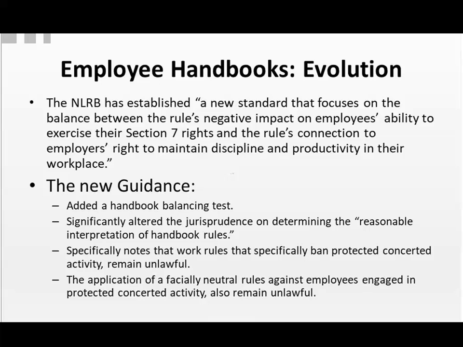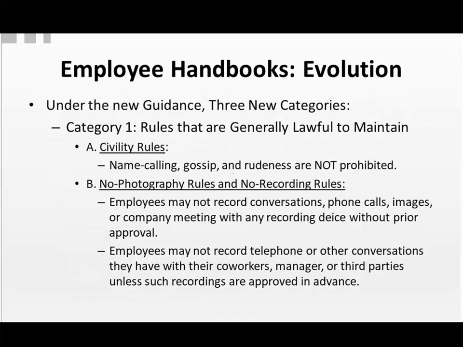So while many employers have applauded these new rules and its balance, they have to remember that they're still going to be held accountable for things that have previously been decided violate the law. So the new guidance has three categories. The first are rules that are generally lawful to maintain. And some of these things are in direct opposition to what the previous National Labor Relations Board ruled. I have them listed here for those of you who are interested in spending time on this. I think it would be a good idea.